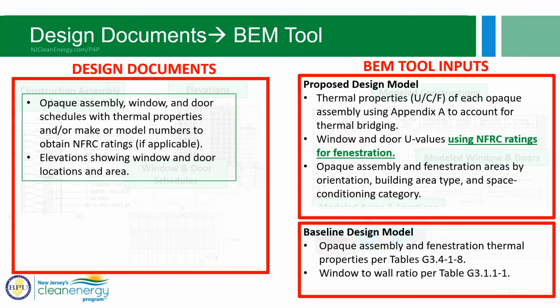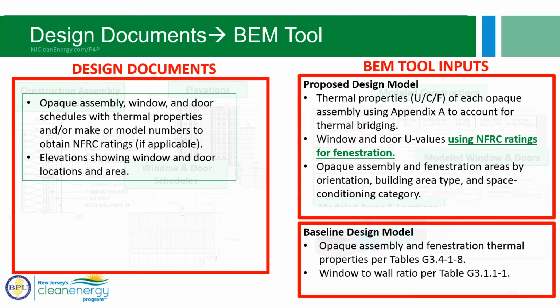And then you'll need to understand and quantify the window and door locations and their areas from the design documents, so that you can take that information and develop the thermal properties of each opaque assembly using Appendix A to account for thermal bridging, so that you can put that information into the BEM tool. So basically, you'll also need to use the NFRC ratings, as I said before, to determine window and door U-values, which will then go into the BEM tool. And then all of the different areas of each you'll need to capture in the BEM tool.